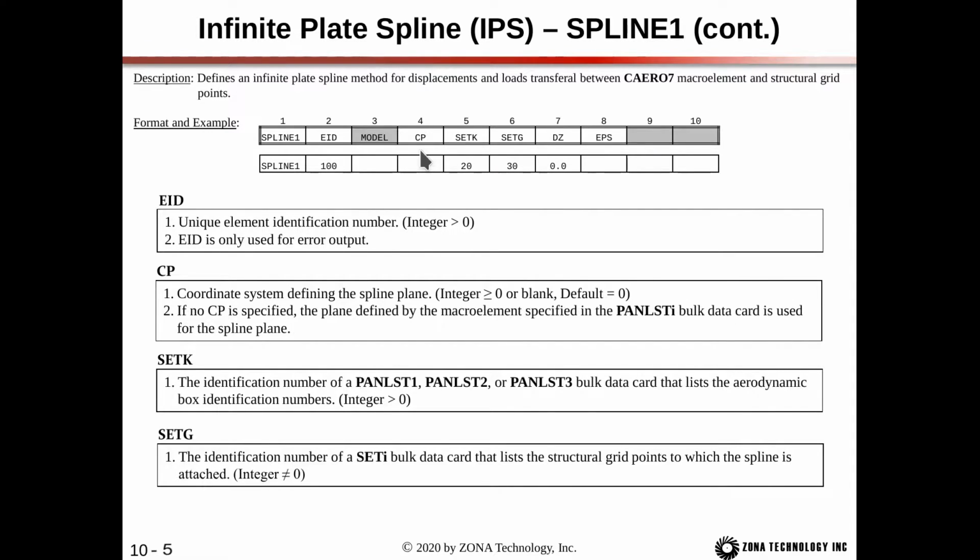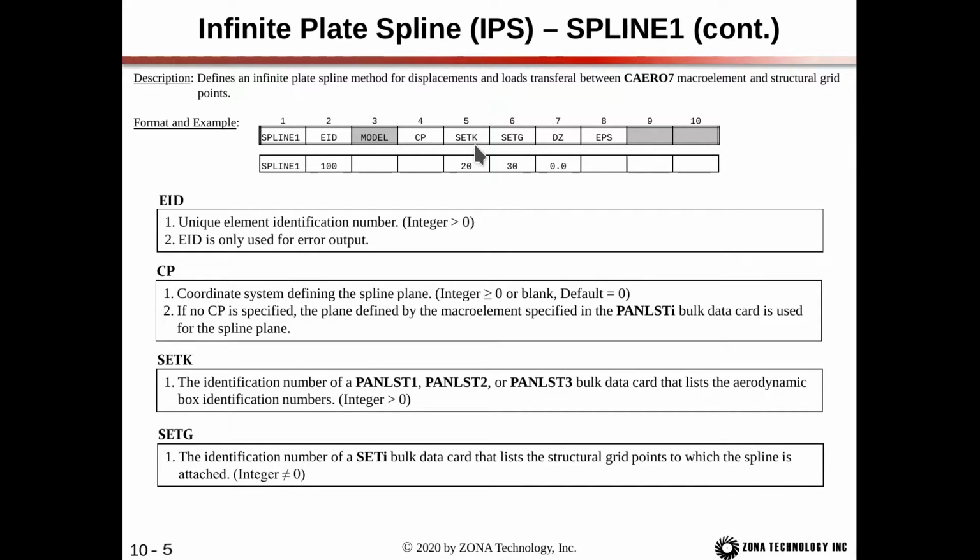The CP field refers to a Chord 2R card to define the spline plane. Now usually by default you leave the CP field blank, so if no CP is specified, then the plane defined by the macro element specified in the PLTMODE card is used for the spline plane. So usually with a wing, you just want to use the plane of the C07 as the spline plane, so CP can be left blank. However, if you're using the spline plane on a body, or if you would like to override what that spline plane is, you can do that with the CP field here to refer to a Chord 2R.